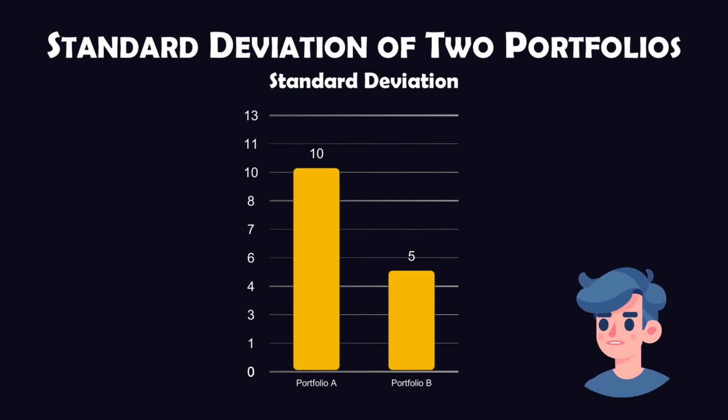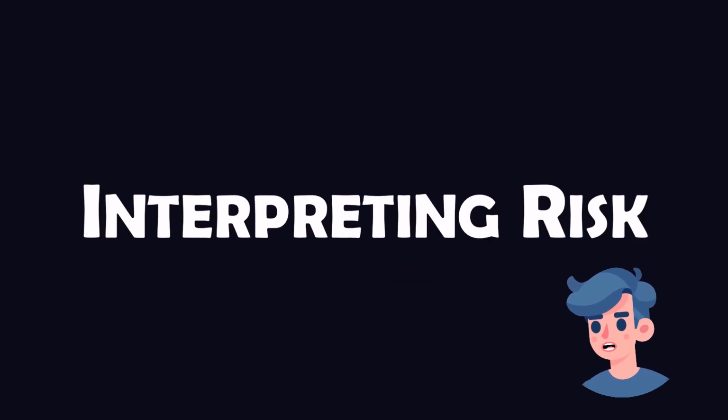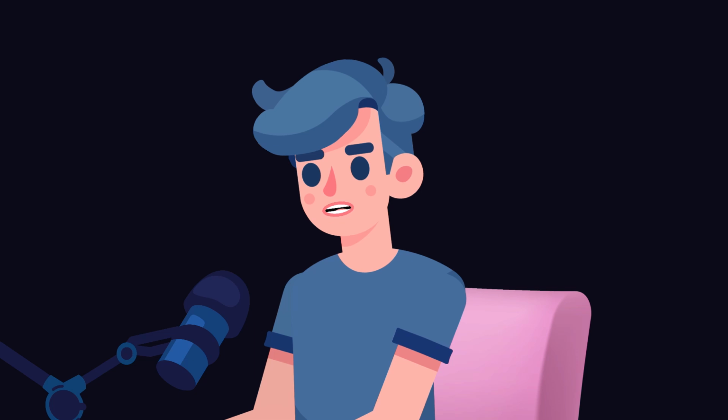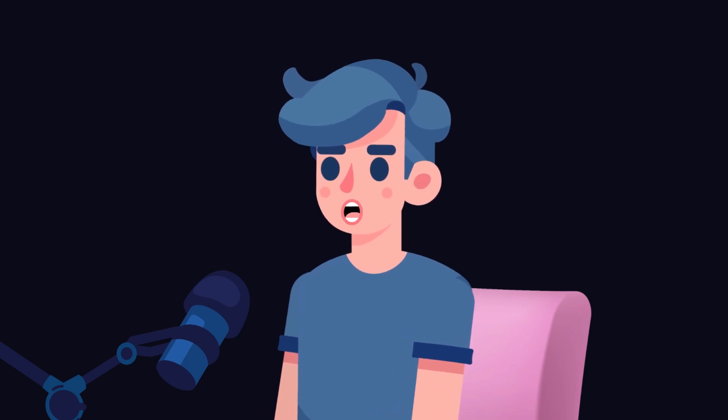One common measure of risk is the standard deviation of returns, which quantifies the amount of variation or dispersion of a set of values. In the graph, we see Portfolio A has a higher standard deviation compared to Portfolio B, indicating higher risk. As investors, we must decide our risk tolerance and choose portfolios accordingly.